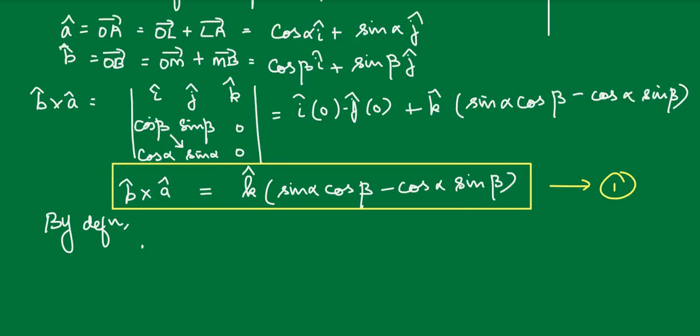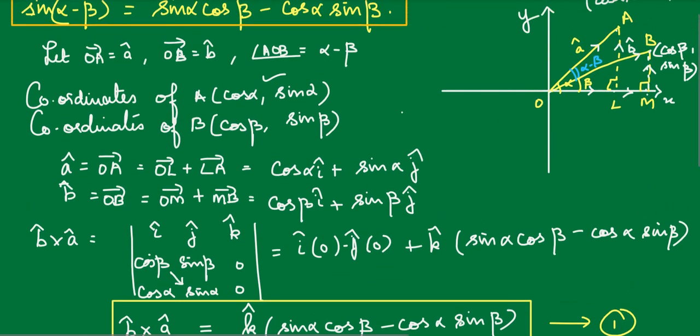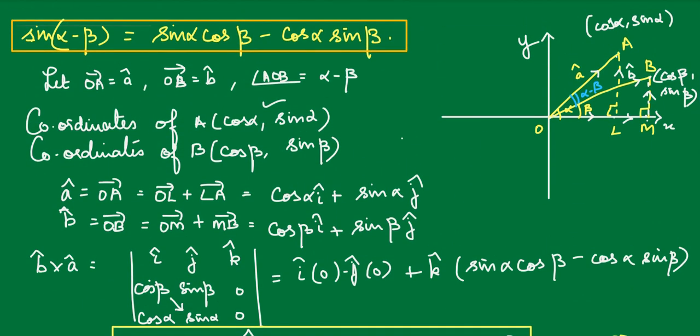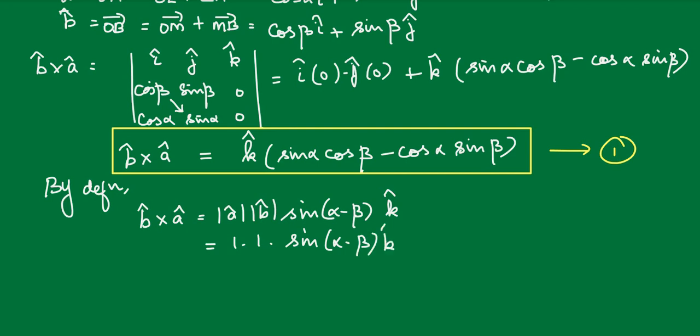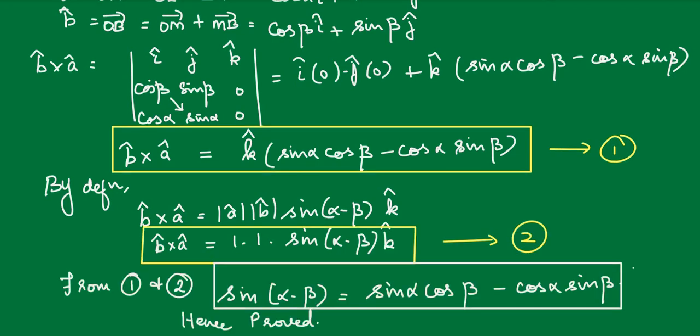Cross A. Now by definition of the cross product, B cap cross A cap is equal to modulus of A cap, modulus of B cap, into sine of the angle between both the vectors. The angle between both the vectors is alpha minus beta, and therefore this is sine of alpha minus beta into K cap, the normal vector. The unit vector is 1. We get sine of alpha minus beta into K cap.